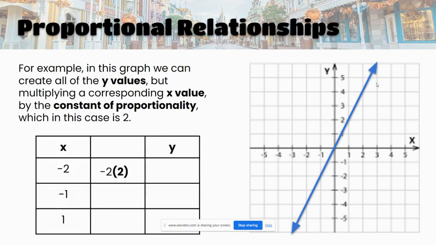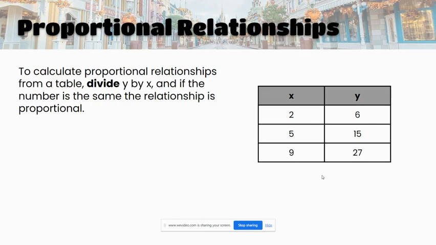So here it is in the graph. Negative 2 times 2 is negative 4. Negative 1 times 2, negative 2. Well, aren't these the points on the graph? Negative 2, negative 4. Negative 1, negative 2. And then 1 times 2 is 2, and that's on the graph as well.